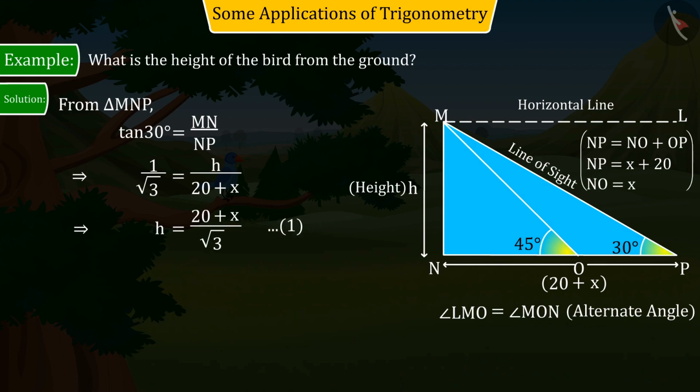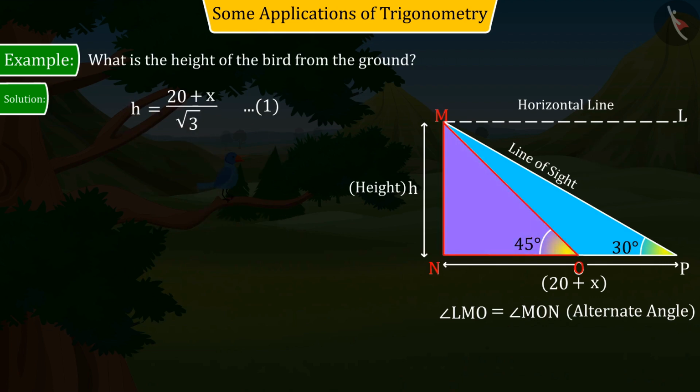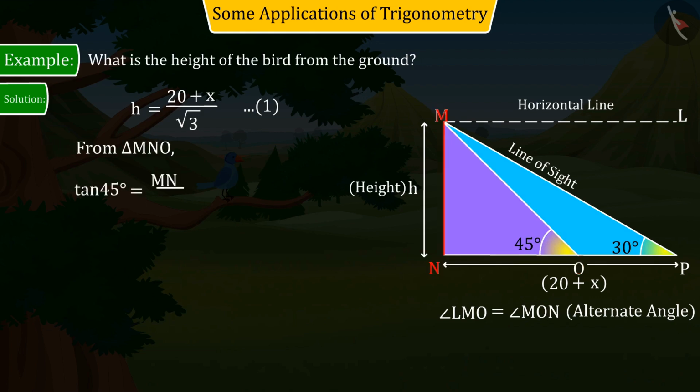Now let's talk about triangle MNO. With the help of trigonometric ratios, we can see that the value of tan 45 degrees will be MN by NO, where solving the equation with the help of the figure gives h equal to x. Let us represent it as equation 2.